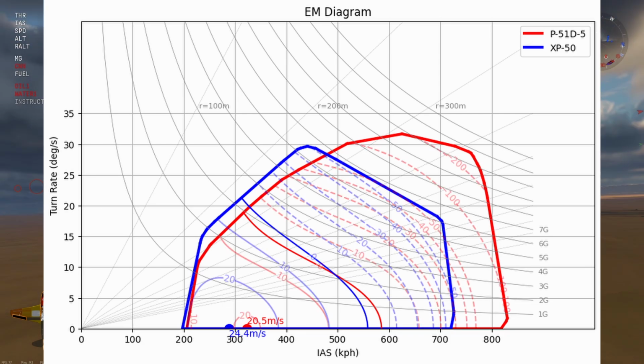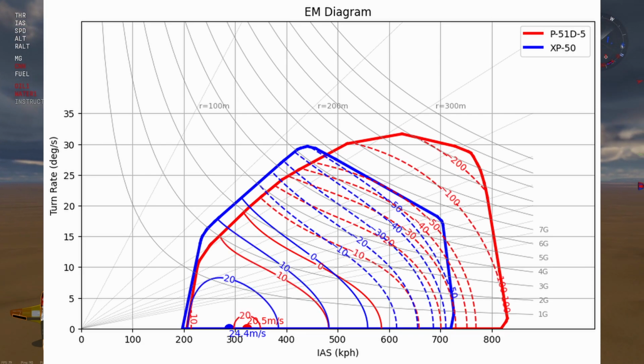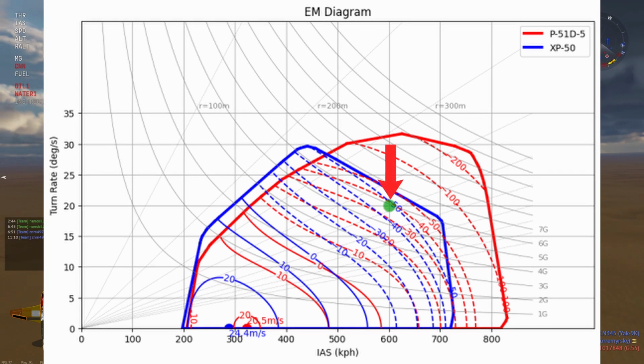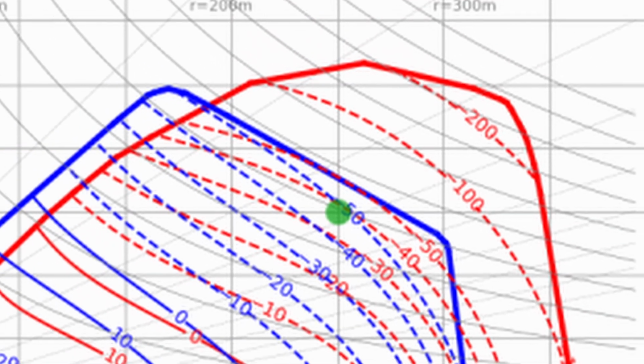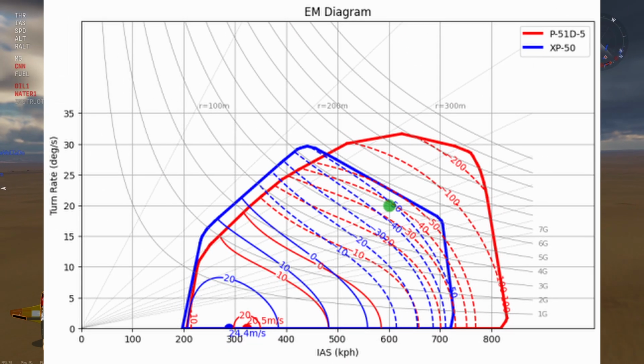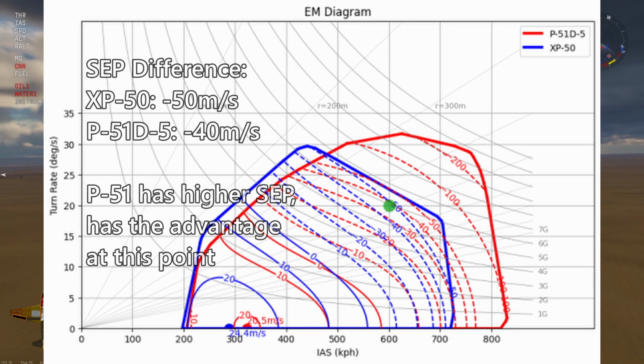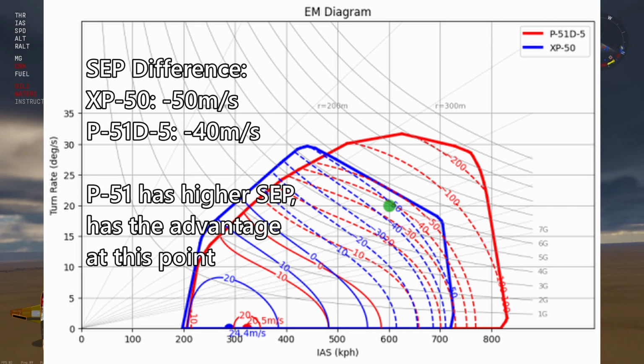Most importantly, aircraft with a higher specific excess power will lose less speed, and so will have the energy advantage in that situation. For instance, at this point you can see that the XP-50 has an excess power of -50, while the P-51 has an excess power of -40. This would mean that if both were performing this exact turn at 600 kph at 20 degrees per second, the XP-50 would be losing more energy, and so the P-51 would have the advantage.